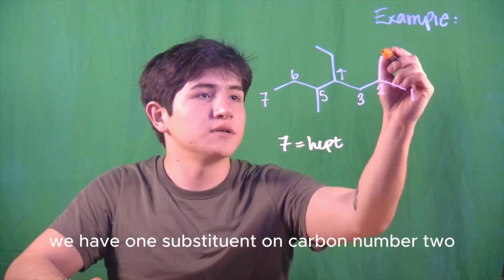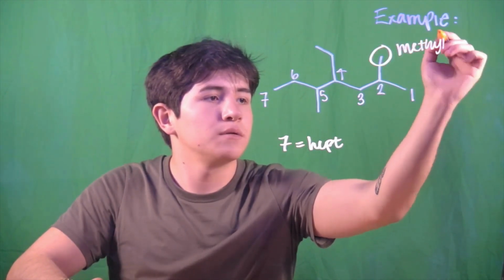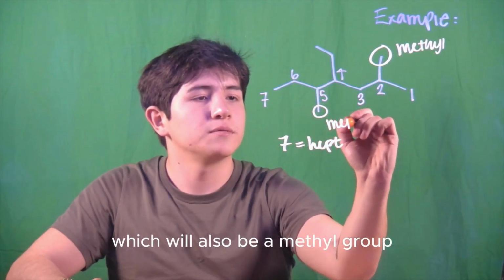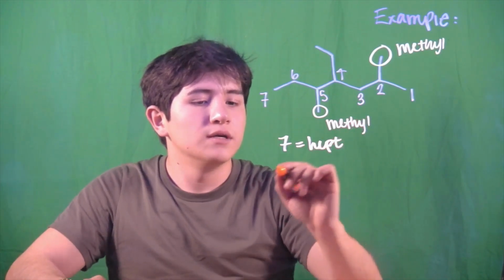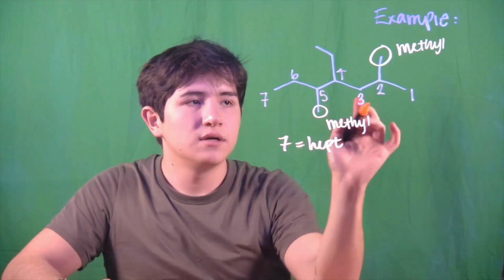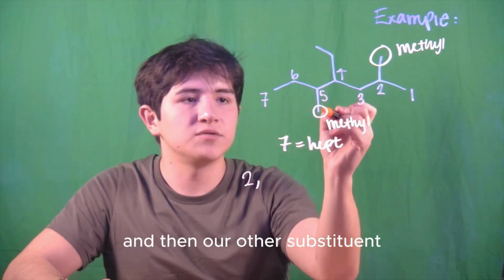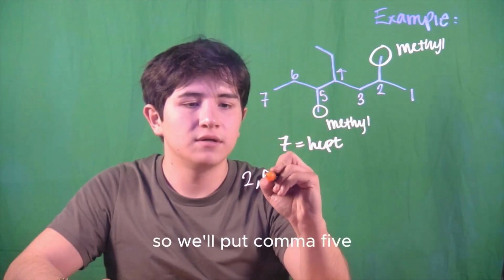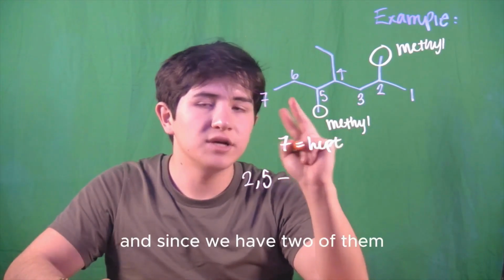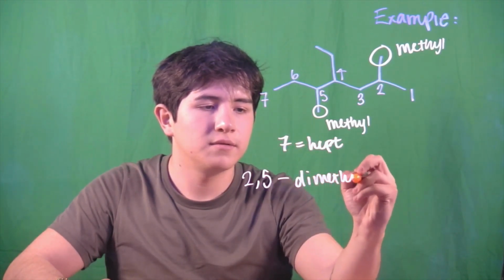We have one substituent on carbon number 2. This is going to be a methyl group. And then we have another substituent on carbon number 5, which will also be a methyl group. Since we have 2 substituents of the same kind, we're going to label them as such. Since this one is on number 2, we're going to label that as number 2, and then our other substituent, which is a methyl group, will be on number 5. So we'll put comma 5. And then we'll make a dash in between those. And since we have 2 of them, we're going to put dimethyl.